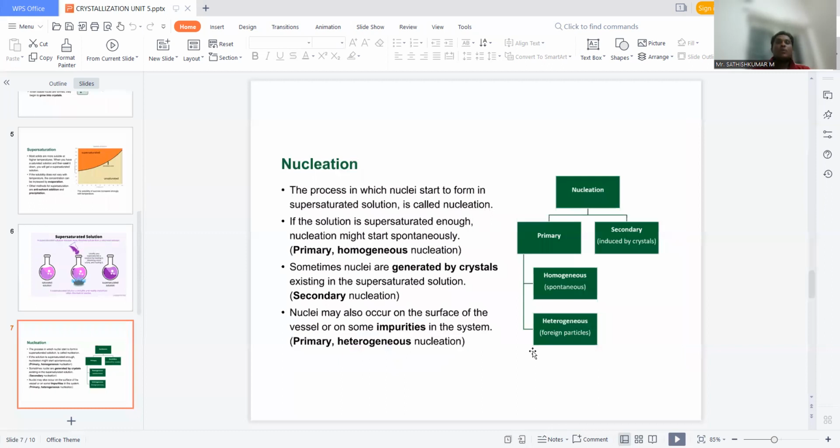Nucleation. Let's move into the nucleation process. This is the process in which nuclei start to form in a supersaturated solution, called nucleation. In the nucleation process, there are two types: primary and secondary. Secondary nucleation is induced by crystals. Primary nucleation has two types: homogeneous and heterogeneous.